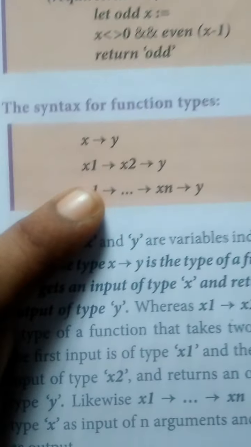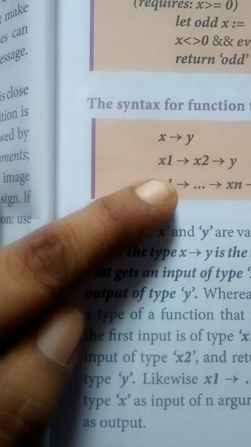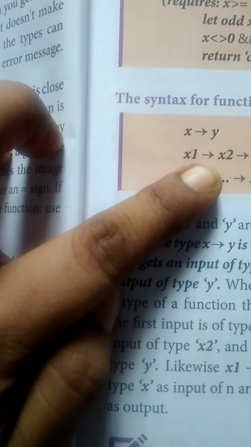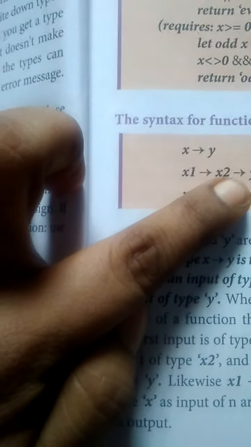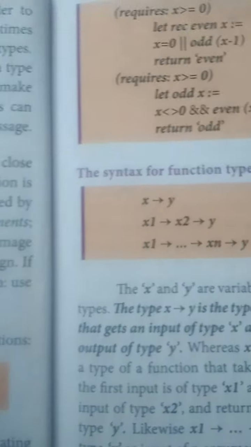Next we have x1, x2 to y. Here x1 is the first input, x2 is the second input, and y returns the output. X1 and x2 are two inputs and it returns y as the output. Next we have x1 up to xn. Here also x1 to xn are the inputs and y is the output. So I am able to write this type of functions in this format also.